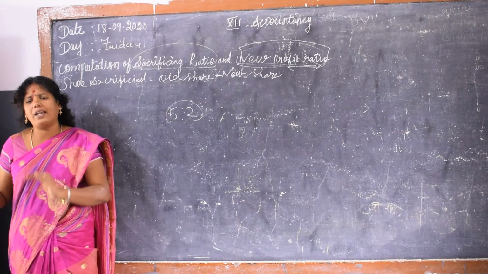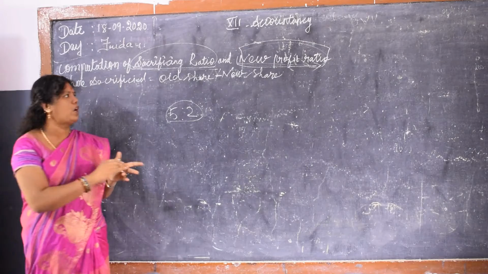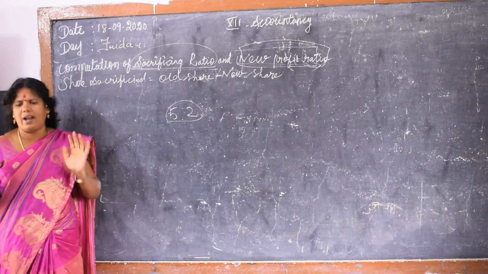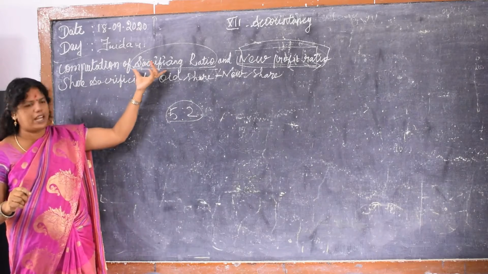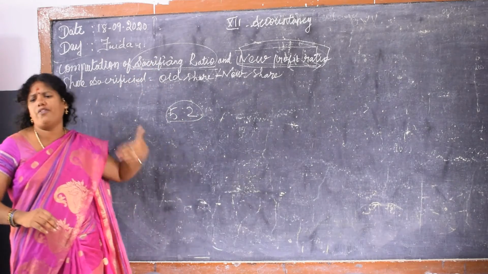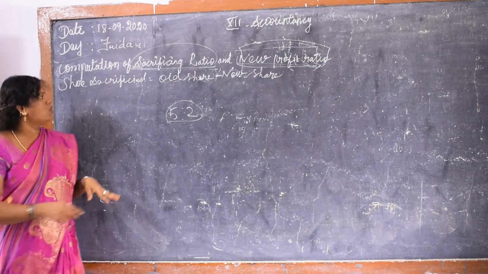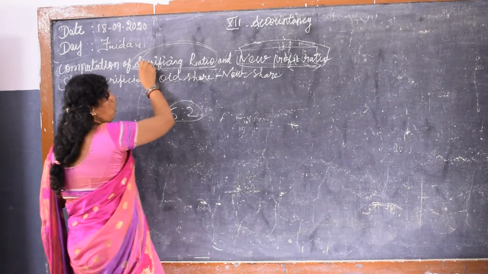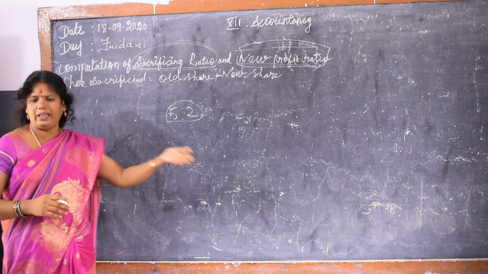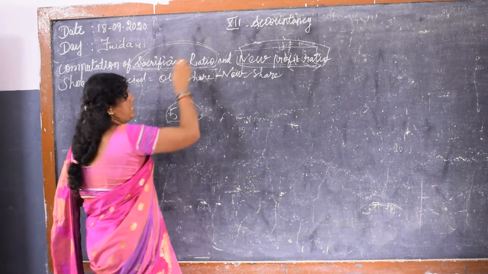If a new partner has entered, then only if you are able to create a new profit ratio can you divide the future profits. So sacrificing ratio means a portion of the profit is foregone in favor of the new partner. Once more, sacrificing ratio is the portion of the profit foregone by the old partners for the new partner. That is called the sacrificing ratio.